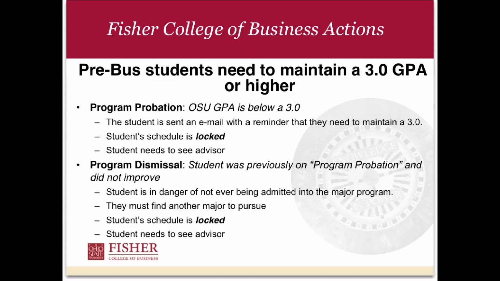If a pre-major student on program probation is not able to raise their GPA to a 3.0 in their next term, they are in danger of never being admitted into the major program and may be dismissed from Fisher. If a student is put on program dismissal, their schedule is locked and they must meet with an advisor in person in order to add or drop classes.